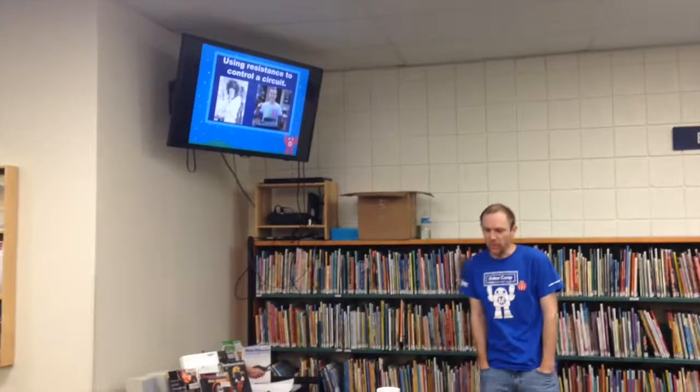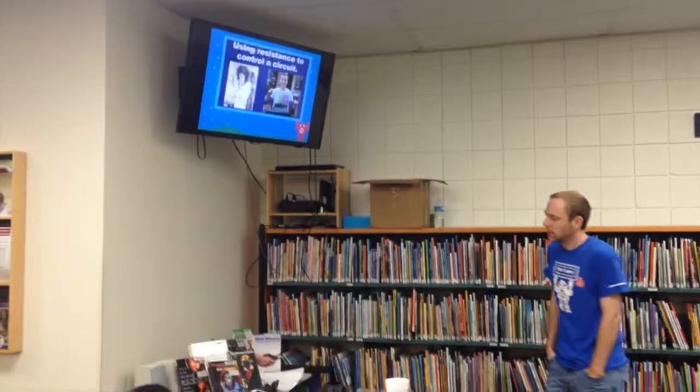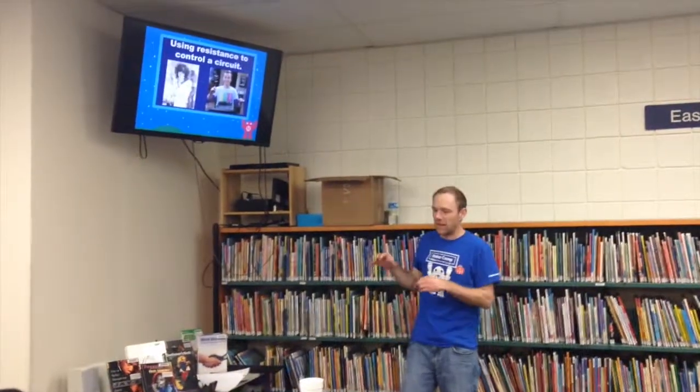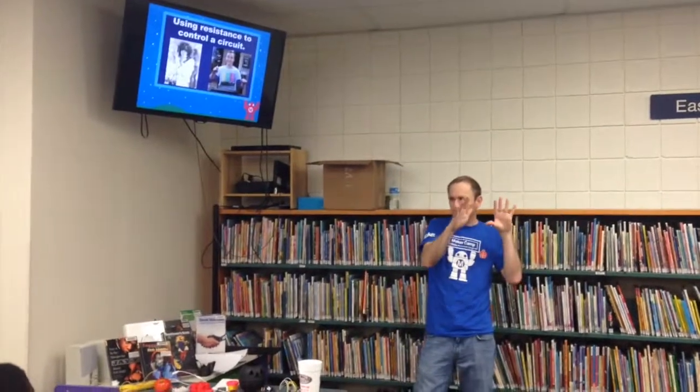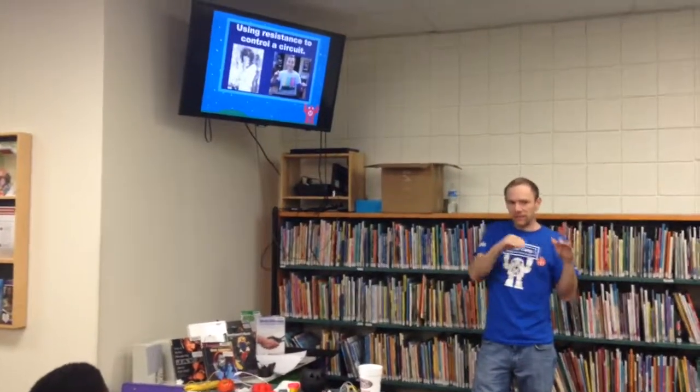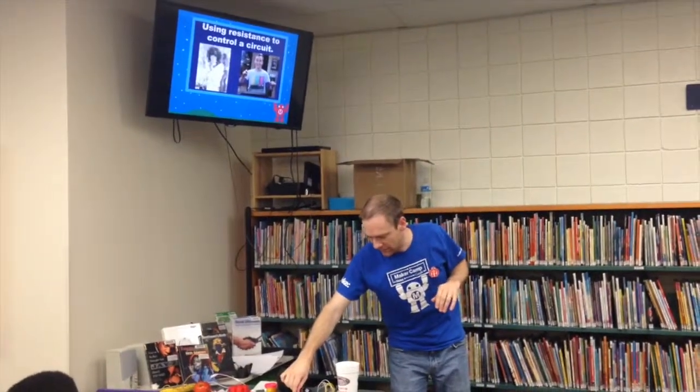So the second experiment we had was we built something called a theremin. Do you know what a theremin is? Have you ever heard of a theremin? Both of those guys are playing a theremin, and basically it's a musical instrument, and when you move your hand in front of it, you control the amount of resistance in the circuit, and it makes really crazy sounds. It makes sounds like this.